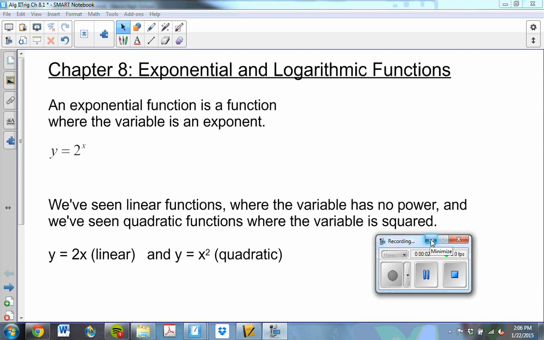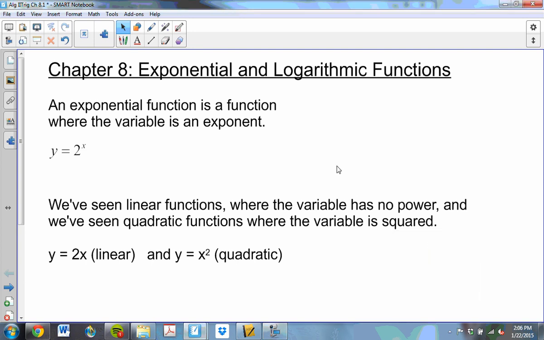Chapter 8 is on exponential and logarithmic functions. It is actually my favorite chapter and my favorite type of stuff to deal with in math. Y equals 2 to the x is an example of an exponential function. Exponential means the variable is an exponent.